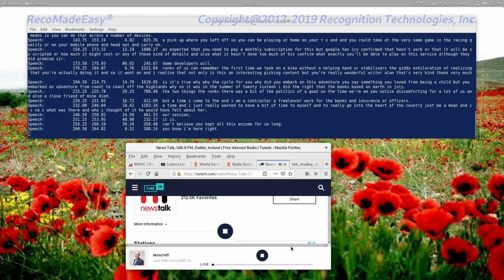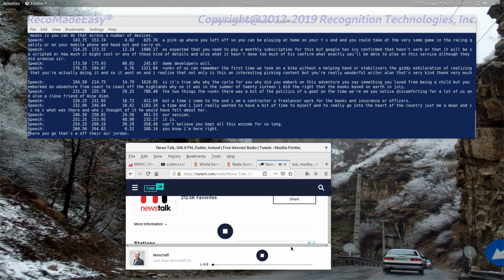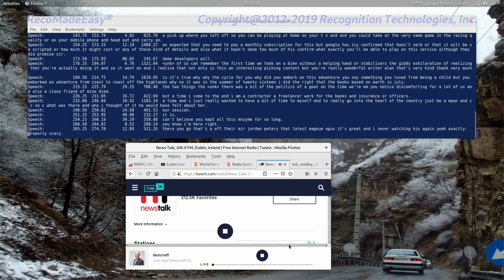There you go. That's us there, Jordan Peele's latest magnum opus. It's great, and I'm never watching it again, basically. Properly scary. I think it's really interesting. Jordan Peele gave Lupita Nyong'o, the leading lady here, a wish list of horror films that he wanted her to watch before they started filming.